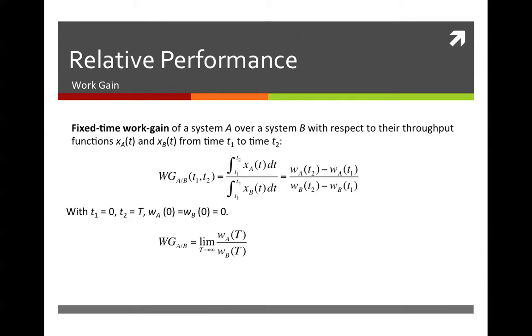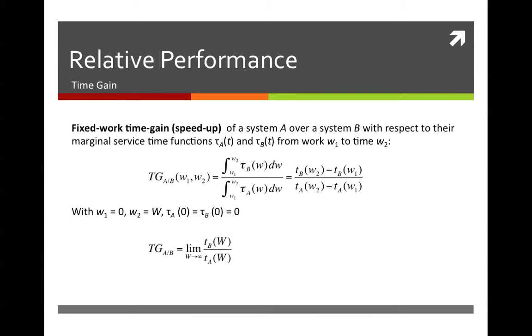I guess this relative performance is very much like when we fixed the time and looked at the ratio of work, and it is just generalized to work functions of time. Now, we could also do what we call fixed work time gain, which would be really nothing but speed up. And to get that, we need to work with the marginal service times.